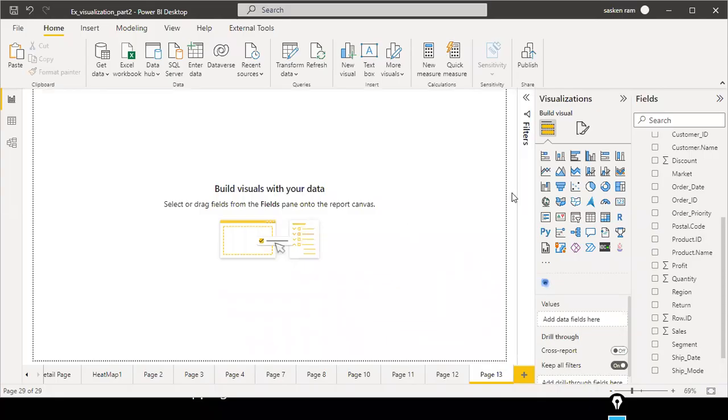So what is a waterfall chart? Where can I find it? You can find it in the visualization screen. And your waterfall is something like it will go up and down, something like this. This is the one, the waterfall chart.